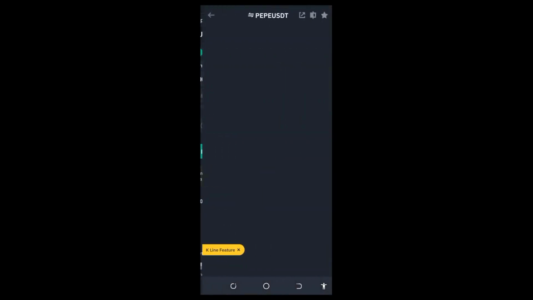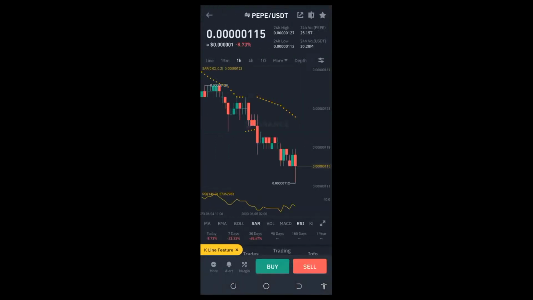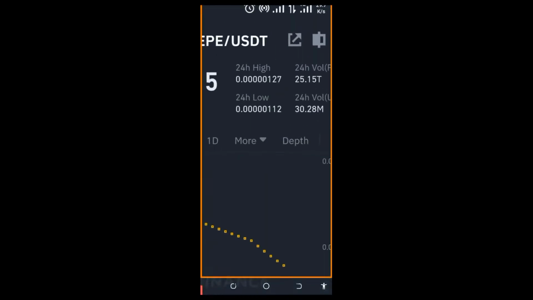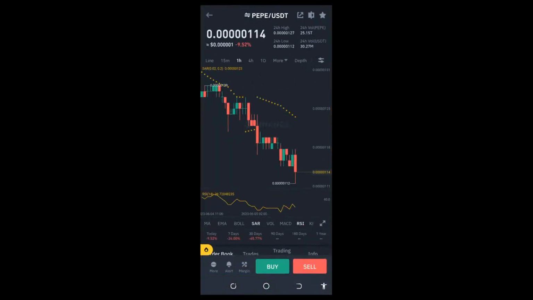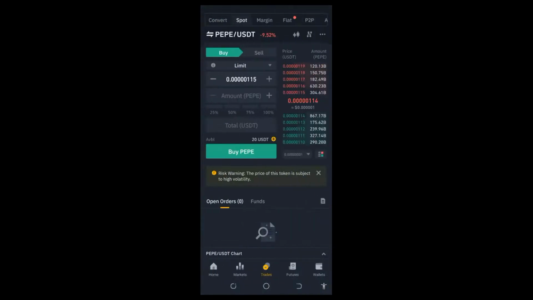So let's go to the charts and look at the all-time high and the all-time low within the last 24 hours. Now look at this. The all-time high for the last 24 hours is 0.0000127, while the all-time low is 0.0000112. So let's go ahead and choose something right in between, right? Here we're currently at 115, 114.